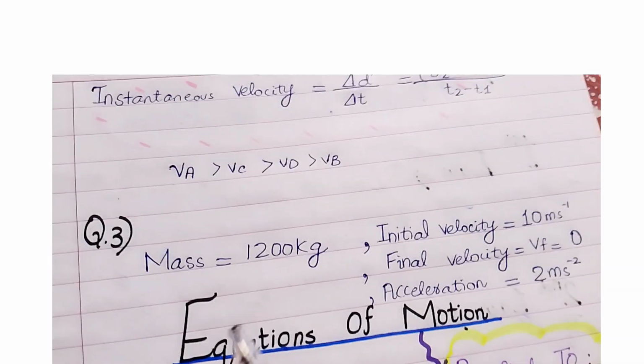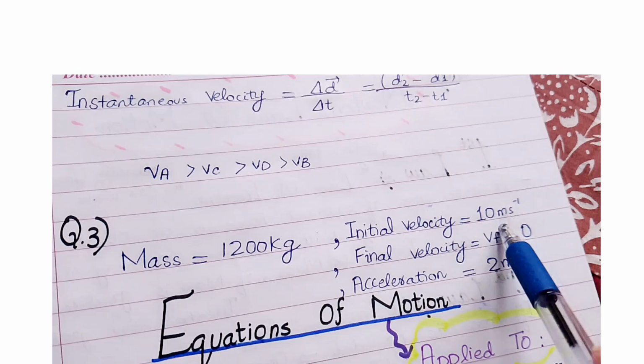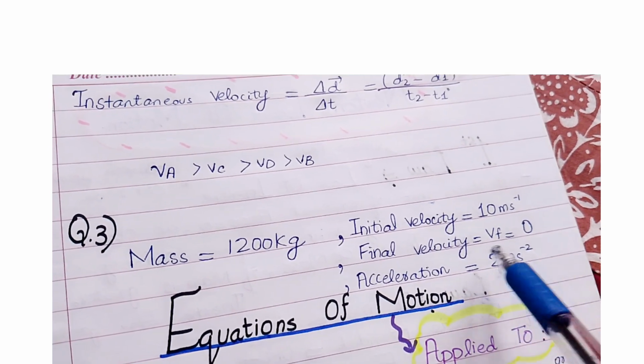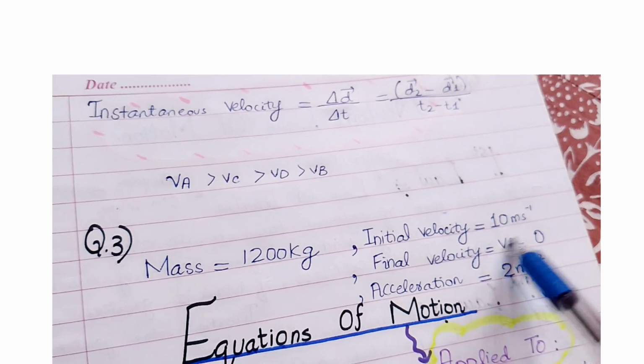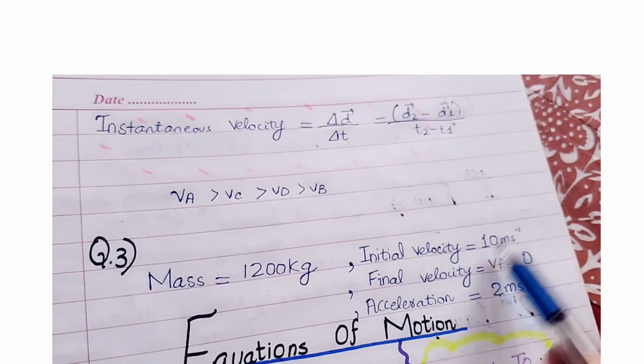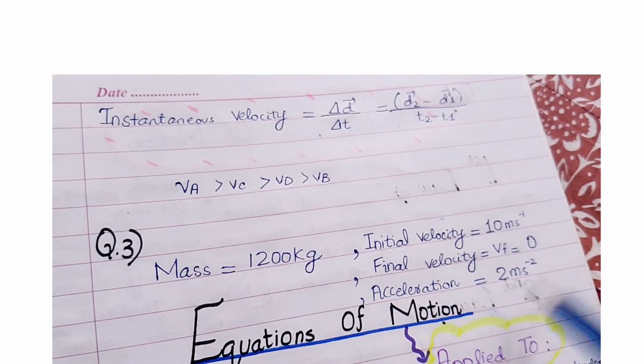So let's see. Mass is 1200 kilogram. Initial velocity is 10 meter per second. Final velocity is 0, and acceleration is 2 meter per second squared, because after the brakes, velocity becomes 0. Initial velocity was 10 meter per second, and acceleration is 2 meter per square second.